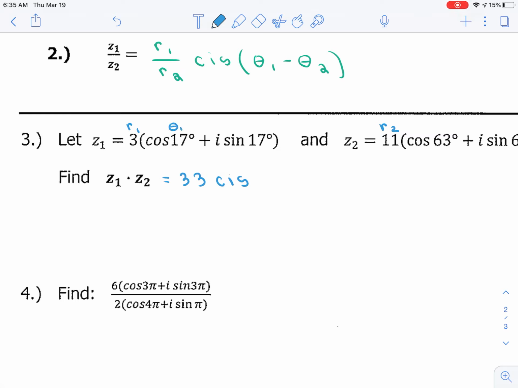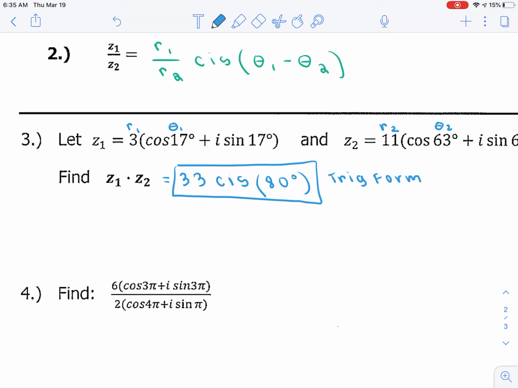And then we can take those angles. This is your theta 1. This is your theta 2. Okay. And we can add those angles together. So McKenna, what is 17 plus 63? 80. 80, good job. You're so smart. Now, that would be your final answer if asked to keep it in trig form.